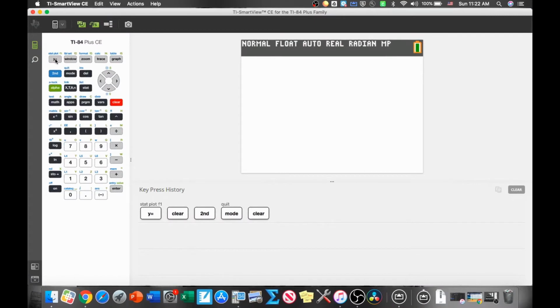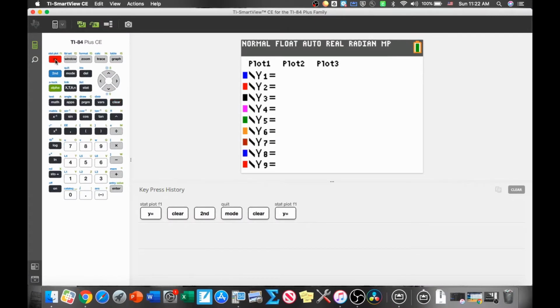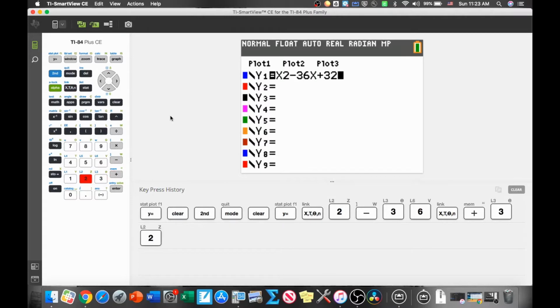And I'm going to go to the y equals button. And if you have anything in there, you can just clear it out so that we're only looking at one thing at a time. And I'm going to go ahead and type in my equation, which is x squared minus 36x plus 32. Oh, I forgot my squared here. My apologies. I just did x2, not x squared. So we backtrack. And I want that to be a squared. Sorry about that.